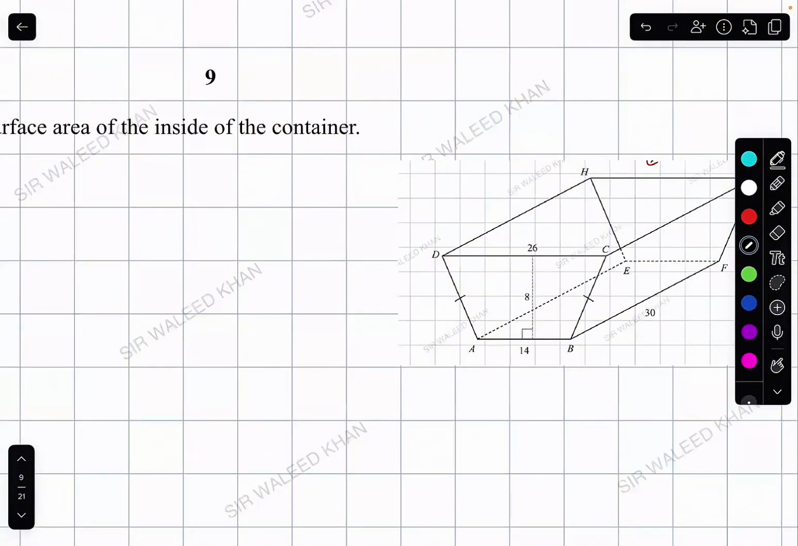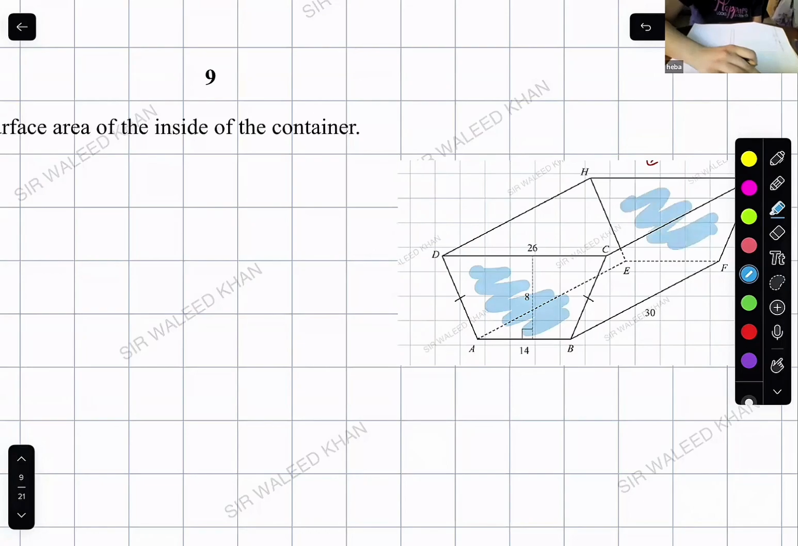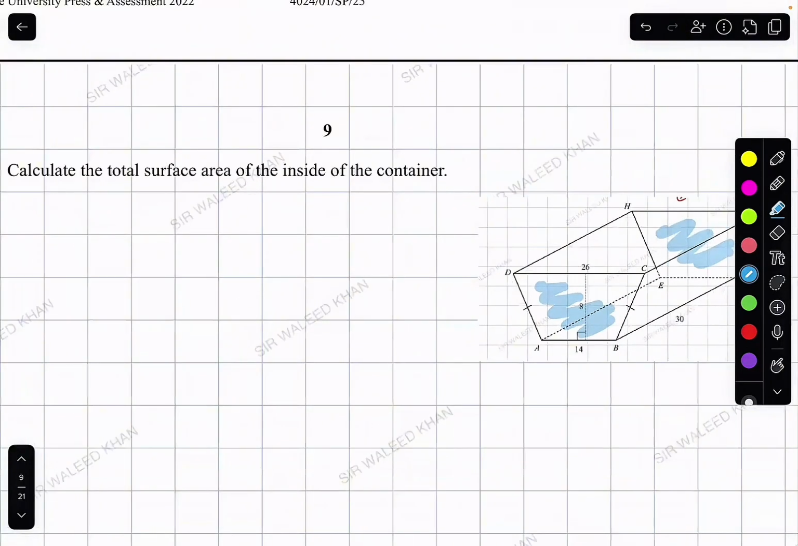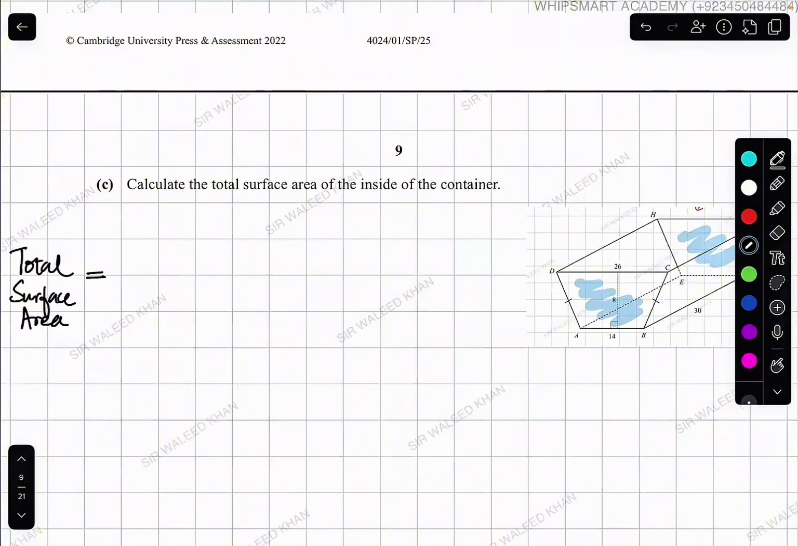How many shapes can you paint? Yes, sir. 2. This is just 2. Can you paint the inside of this trapezium? Yes. Can you paint the inside of this trapezium? Yes. So how many trapezium do we have? 2. 2 trapezium. Okay. So 2 trapezium.